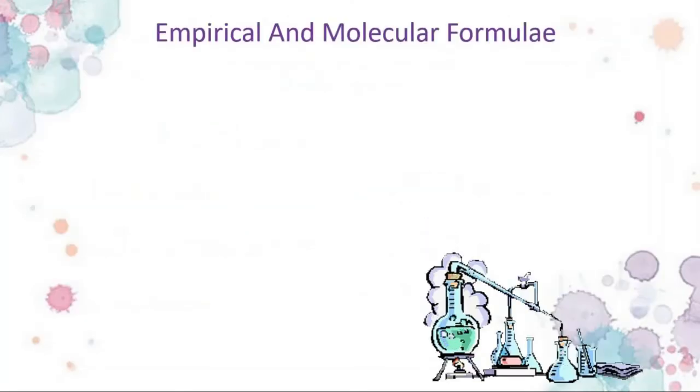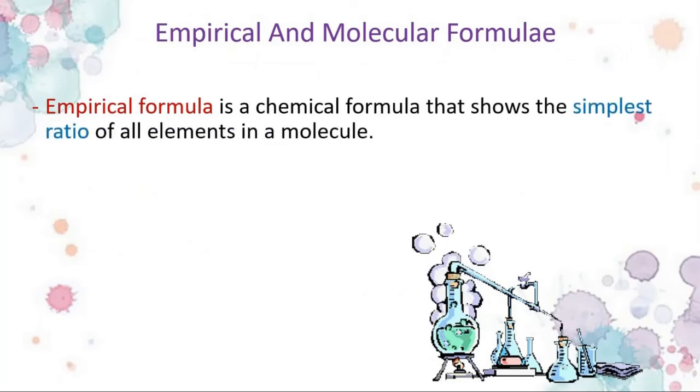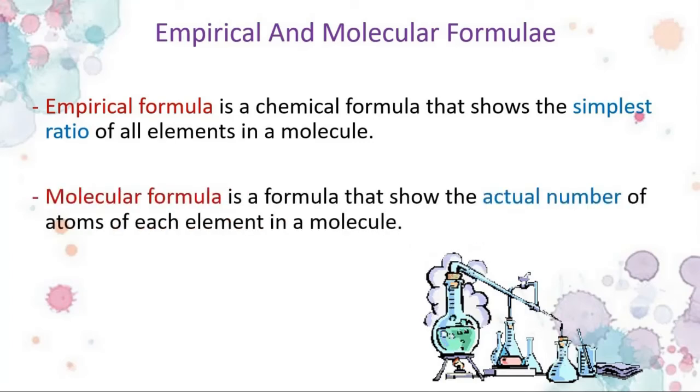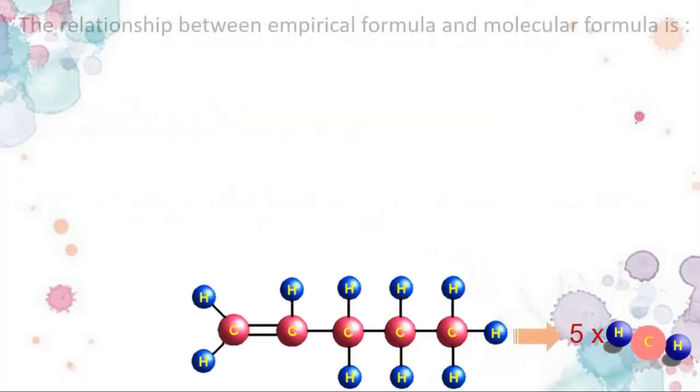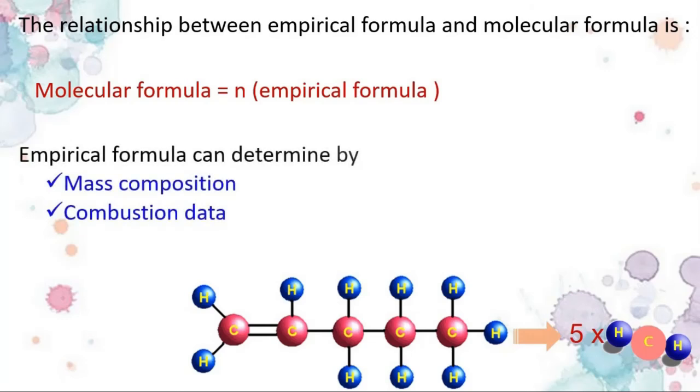Empirical and molecular formula. Empirical formula is a chemical formula that shows the simplest ratio of all elements in a molecule, whereas the molecular formula is a formula that shows the actual number of atoms of each element in the molecule. Molecular formula is equal to n times the empirical formula. Empirical formula can be determined by mass composition or combustion data.